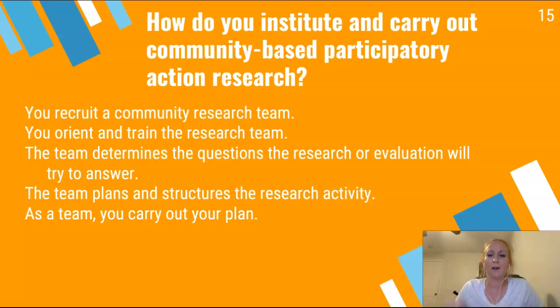So how do you institute and carry out community-based participatory action research? Well, you have to assemble a community research team. You have to orient and train your team, and your team determines the questions that the research or the evaluation will try to answer, and there will be many brainstorming sessions to do that. The team will plan and structure the research activity, and as a team, you're going to carry out your plan. So it might be a lot of different methods that you use to do that. It could be focus groups, it could be interviews, it could be surveys, it could be a lot of things. Ethnography, GIS, geographic information systems, it could be policy analysis, it could be content analysis. There's just lots of ways to gather information. So the point is to gather the community as the source.